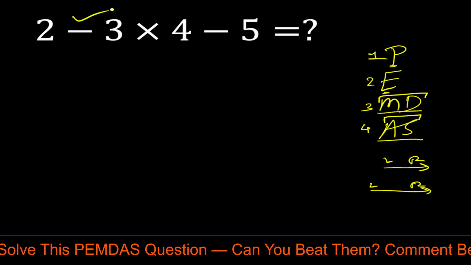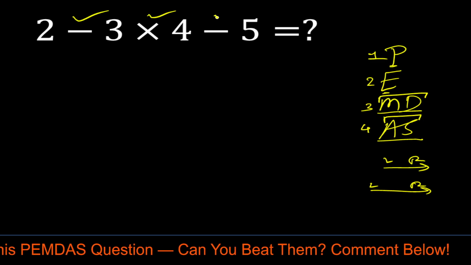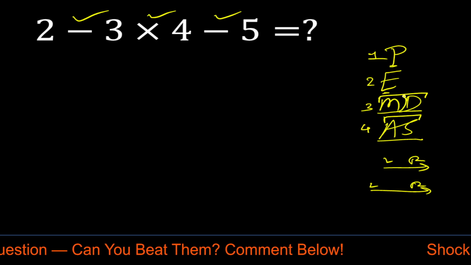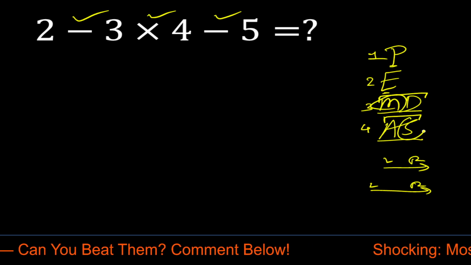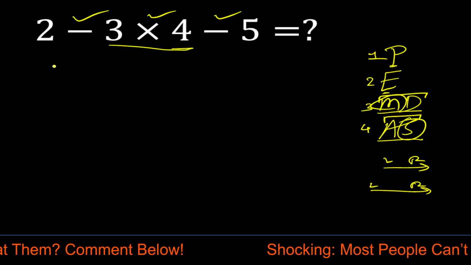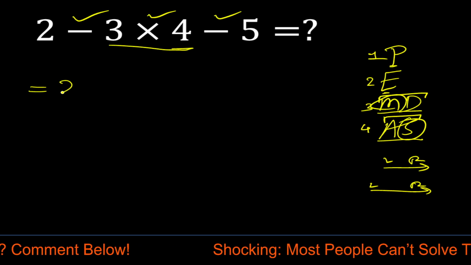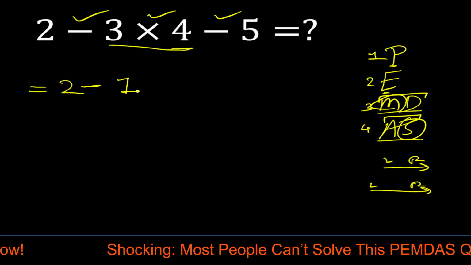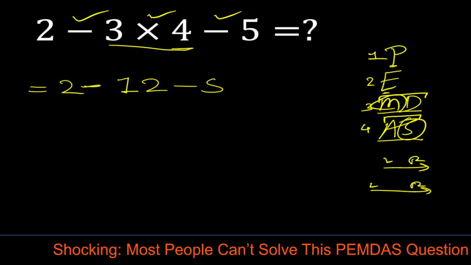So in this question, here we have subtraction, here multiplication, and here subtraction. So according to the PEMDAS rule, first we have to solve multiplication, then we have to solve subtraction, right? So first we have to solve this multiplication. So now 2 minus, now solve this multiplication, 3 times 4 is equal to 12, minus 5.